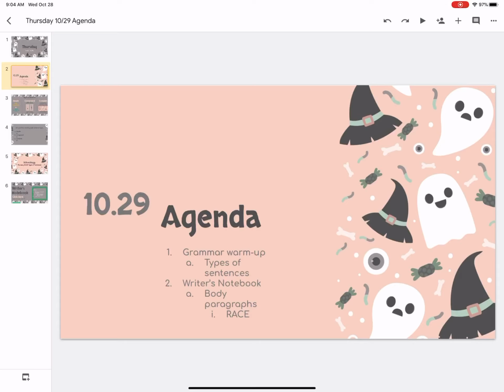We'll get into that in a minute. And then we're going to look at our writer's notebook. We're looking at how to write body paragraphs. So those are the two paragraphs that come in the middle of our essay, and we're going to use the RACE writing format for that.